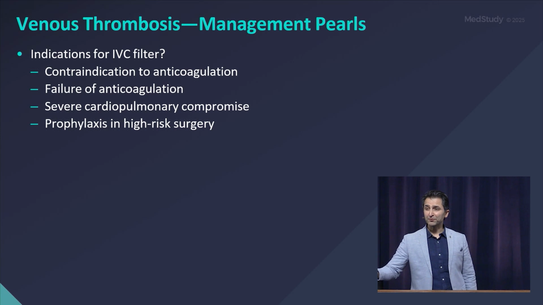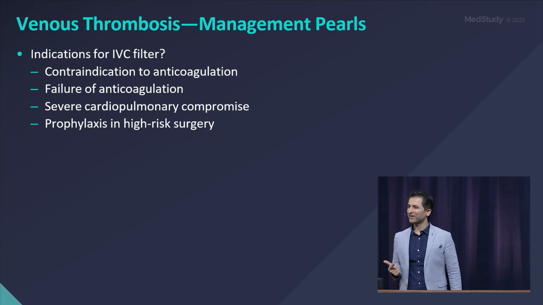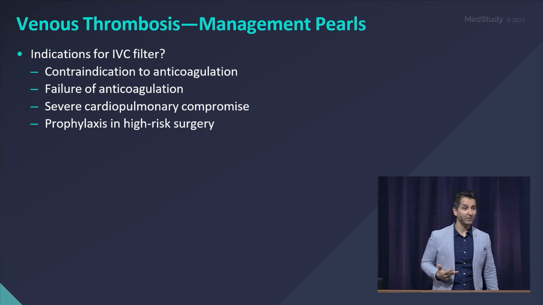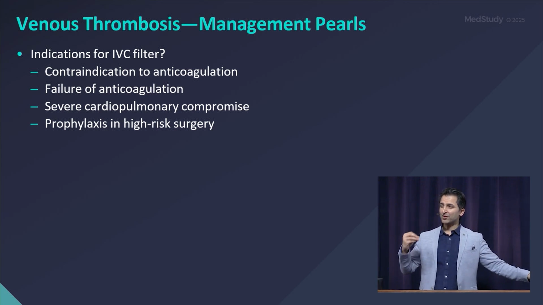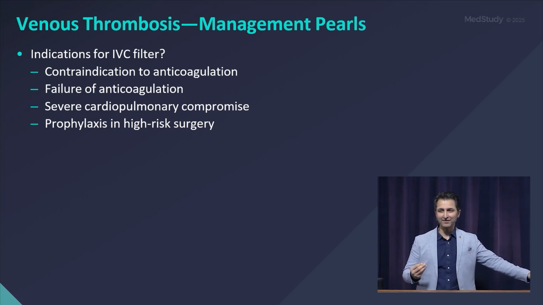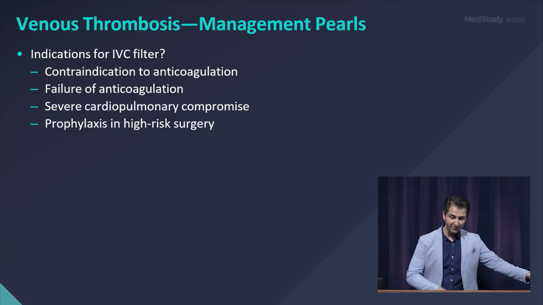IVC filters, if you're going to put one in, make sure you have an indication for it. And those indications are only a few. When you have contraindication to anticoagulation, failure of anticoagulation, or a patient with active clot and severe cardiopulmonary compromise where you're looking at them and you say if they shower one more clot from their leg, they're not going to survive it, then you put in a retrievable IVC filter.